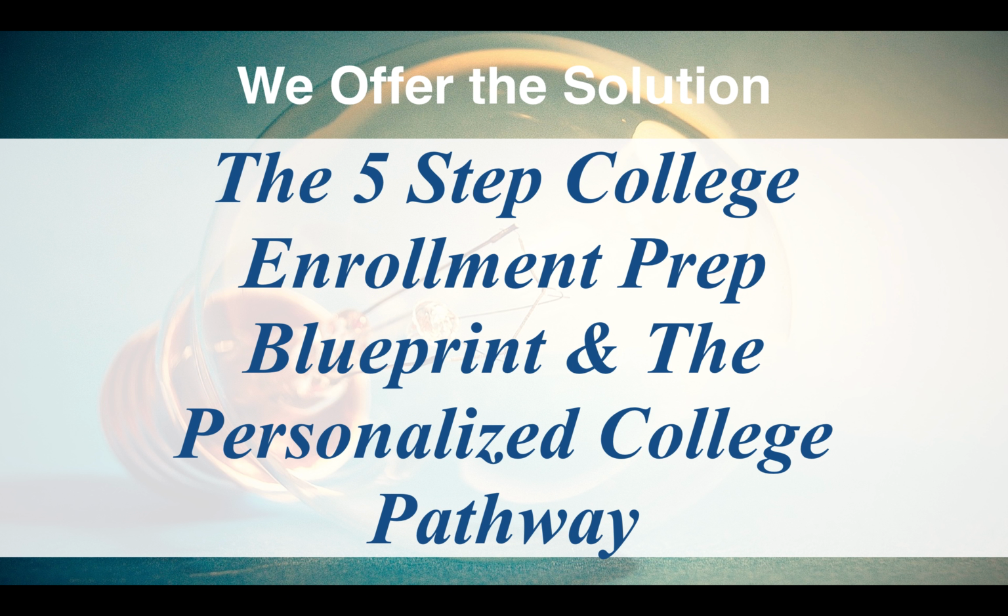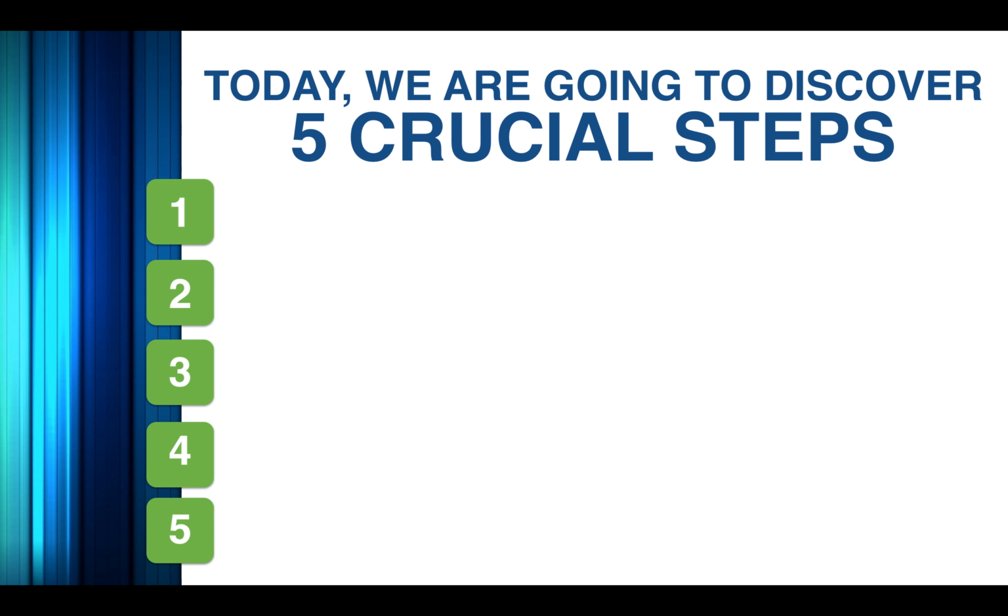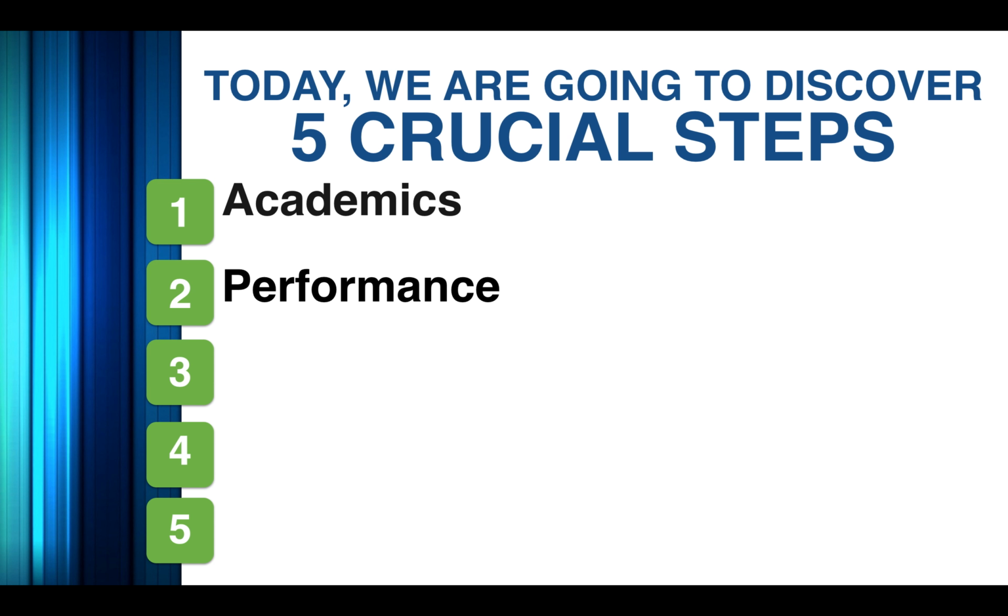And so what we're going to talk about today are 2 solutions that My Education Connections in partnership with College Choice Today offer. So I'm going to be talking to you about the 5-step college enrollment blueprint and the personalized college pathway, which is basically taking this enrollment blueprint and going a step further. And so we're going to be discussing this today and how these are solutions to the major and devastating, crushing problems, really, that American families and students are facing today. So today we are going to discover 5 crucial steps for enrollment preparation for college for your child.